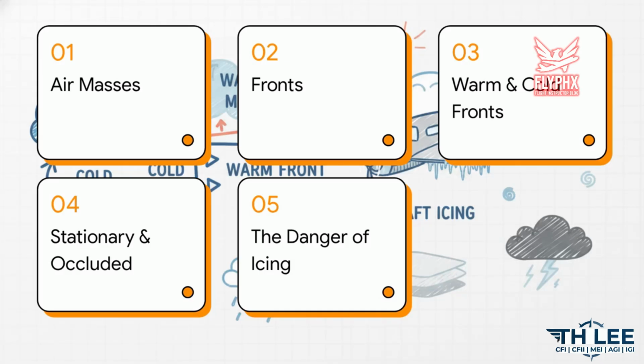Okay, let's dive right into our flight plan for today. We're going macro to micro here. We'll start with the foundation, air masses. Then we'll move into fronts, which is where those masses collide. We'll decode warm and cold fronts, tackle stationary and occluded fronts, and finally, we'll explore a pilot's silent enemy, aircraft icing. We're going to cover everything you need to know.